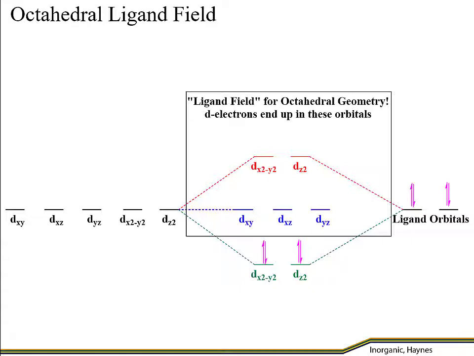And these d electrons, again, that come from the metal when we were doing our electron counting, end up in these particular orbitals. What that means is that the dxy, xz, and yz are essentially non-bonding, meaning they're not forming a bond with our ligands. They are localized on our metal center. And these higher energy states, x squared minus y squared and dz squared, are actually anti-bonding orbitals.